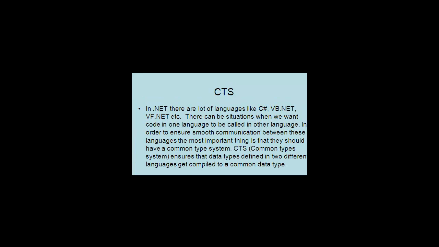The next important concept is the CTS, the common type system. If you see .NET, there are various languages like C#, VB.NET, Visual FoxPro, and VC++. There can be situations where you would like to use the code of one language in another language. So to ensure smooth communication between these languages, we have something called a common type system. When you compile code in C# or in VB.NET, at the end of the day the data types of these languages get compiled to a common type system. Because of this, you can call code of one language from another language.